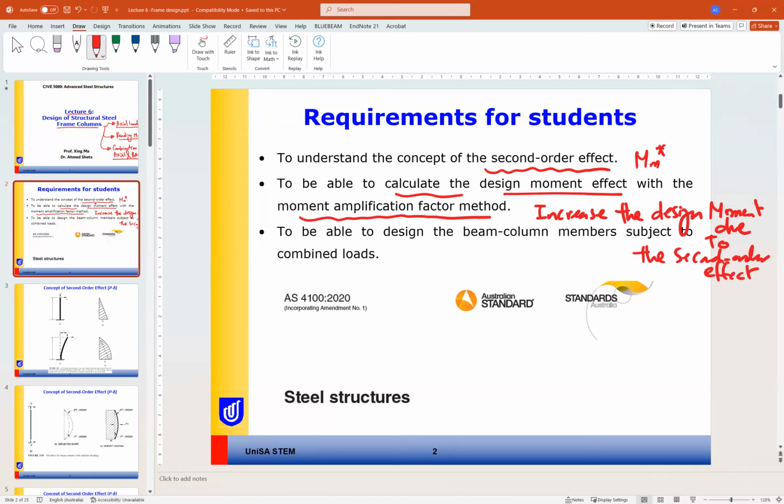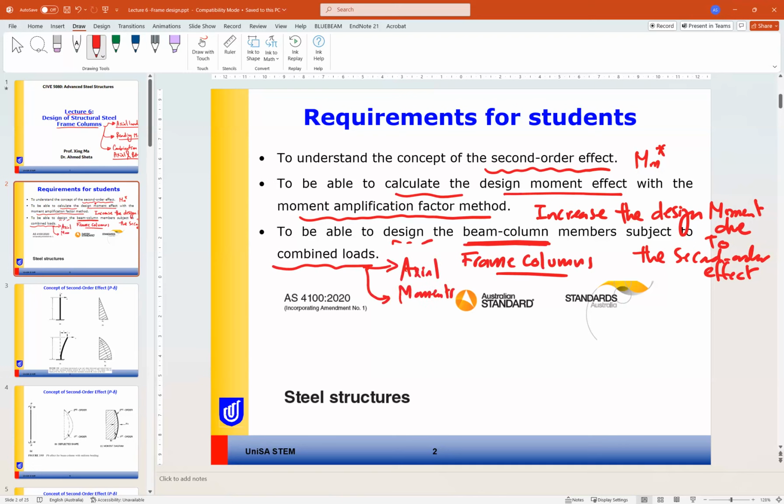So this is how it works. We have the design moment already, but due to the second order effect, we will need to increase the moment and design for the increased moment. And finally, we will be able to design the beam column members, or the frame columns, subjected to combined loading. Combined loading is again axial load and moments. And we are using AS 4100, as usual, for steel member design.